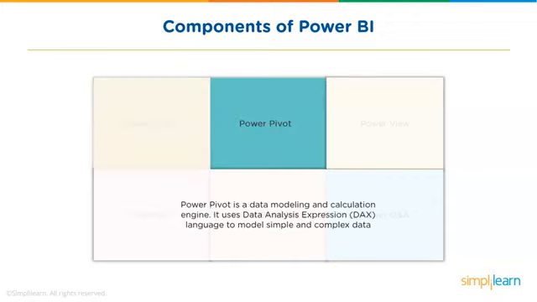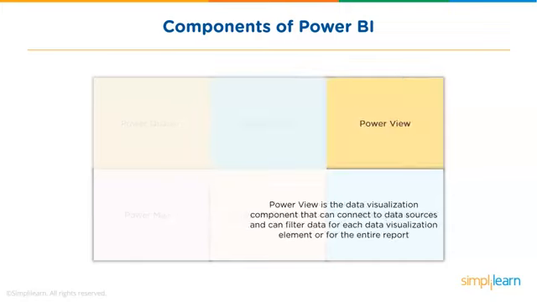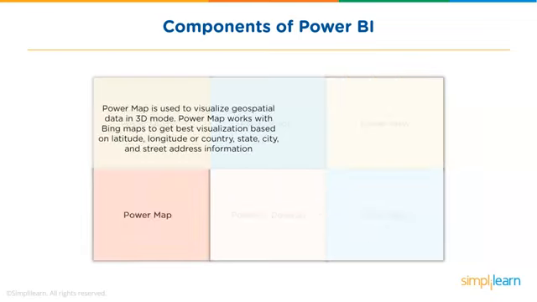Second, we have Power Pivot. Power Pivot is a data modeling technology that lets you create data models. It also allows you to establish relationships and create calculations. It uses data analysis expression language or DAX to model simple and complex data. Third, we have Power View. Power View is a technology that is available in Excel, SharePoint, SQL Server, and Power BI. It lets you create interactive charts, graphs, maps, and other visuals that bring your data to life. Next, we have Power Map.